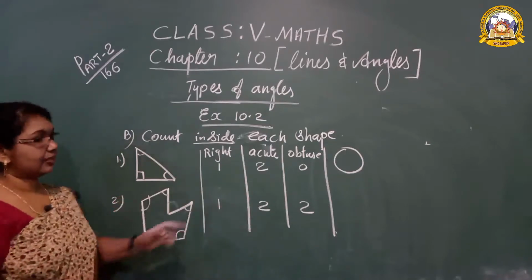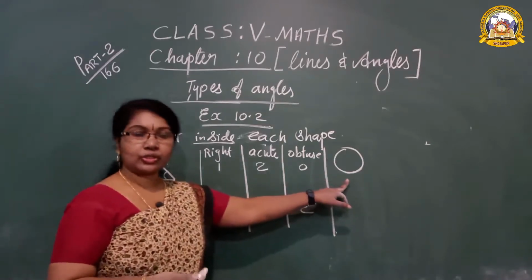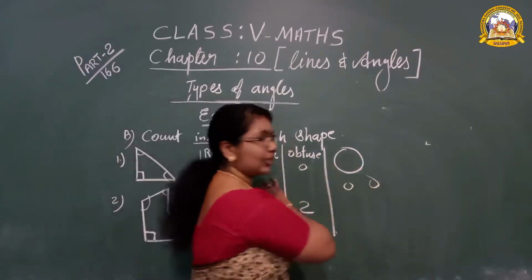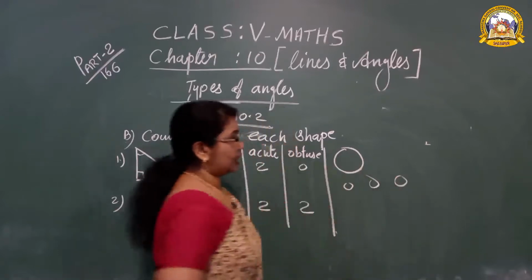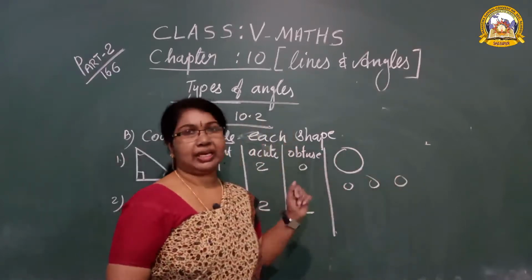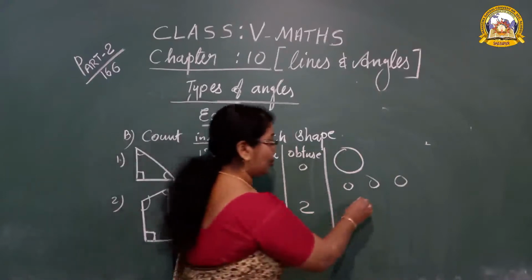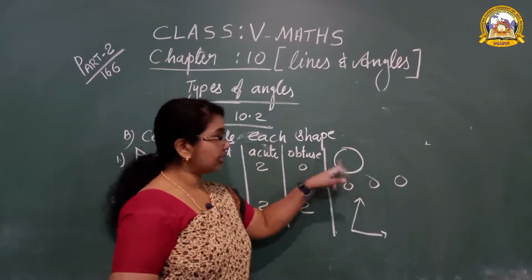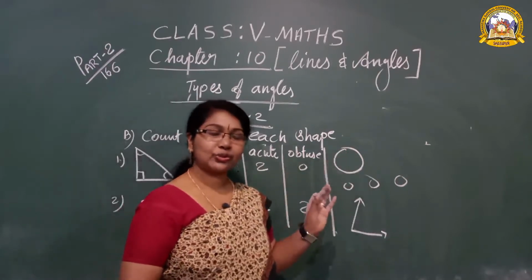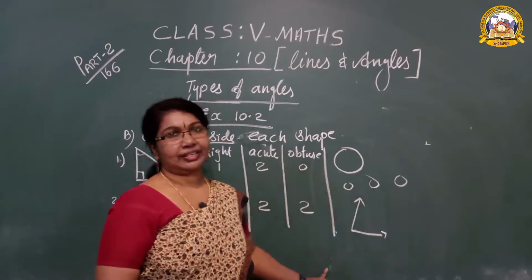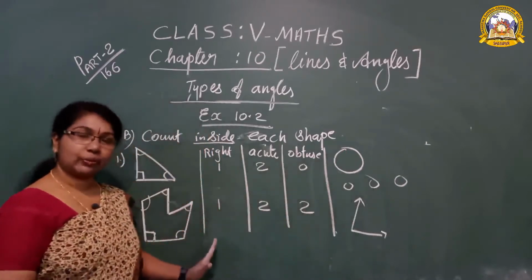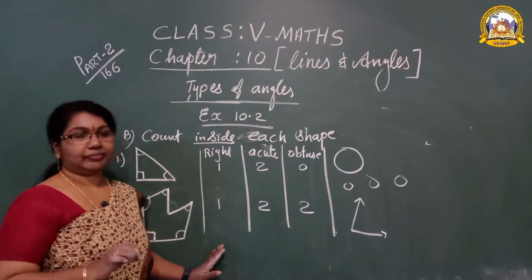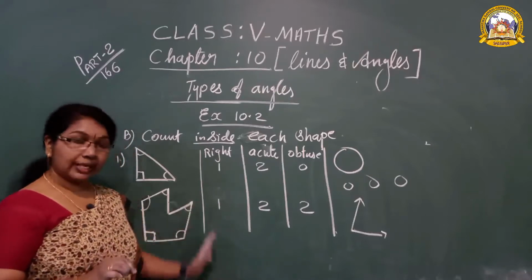Then the third one is given circle. You know circle has zero right angle, zero acute angle, zero obtuse angle. Why? Because it is a curved line. Angle means, you know, two rays joining, it is an angle. So a circle has no acute angle, no obtuse angle, no right angles. And you should know how to find out the different types of angle without using protractor. You should learn it, students.